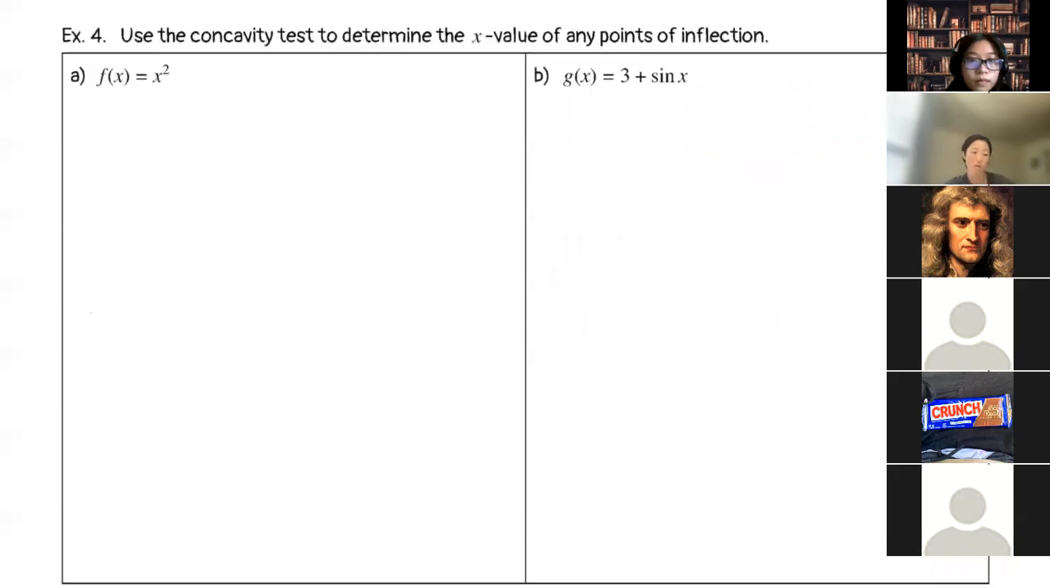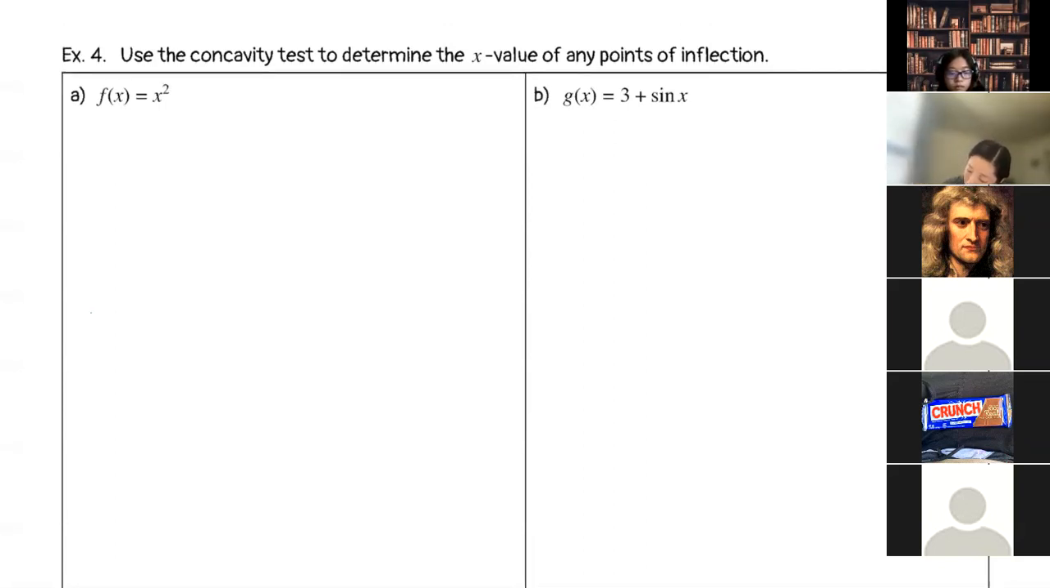Now, example 4 is similarly thinking about just using the concavity test. So that concavity test is not the first derivative, but it's the second derivative. Okay, so we're looking for the second derivative, and when does that equal 0? All right, so let's again pick B. I got to find my second derivative, and to do that, I got to find my first derivative. So what is that first derivative? If I have 3 plus sine x, what is my first derivative?